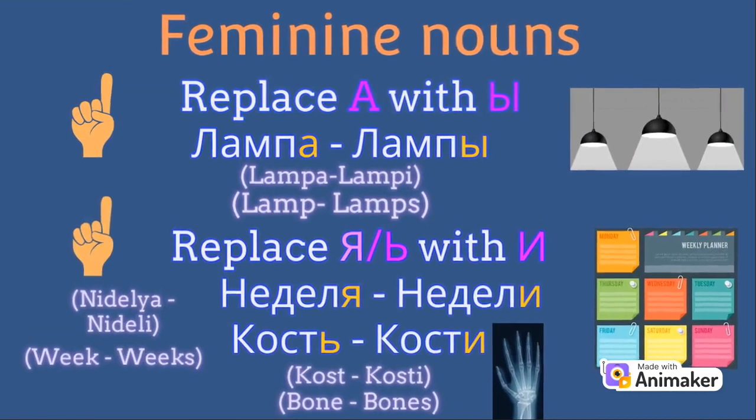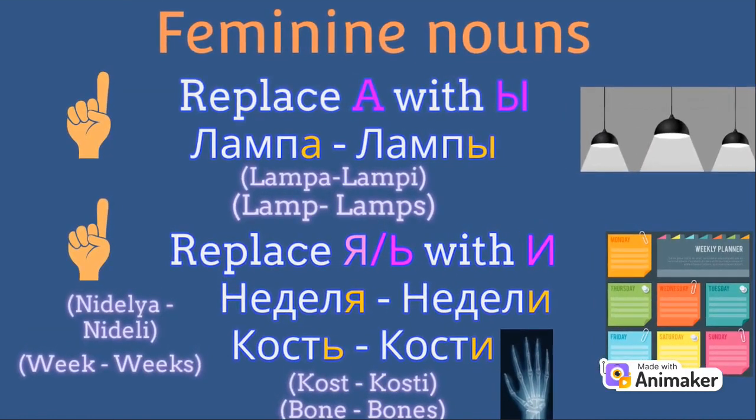Regular feminine nouns end in "а", "я", or мягкий знак, which is soft sign. If a feminine noun ends in "а", we need to remove "а" and add the letter "ы" instead. For instance, лампа, лампы. If a noun ends in "я" or мягкий знак, which is soft sign, we need also to remove these letters and add the letter "и" instead. For instance, неделя, недели, кость, кости.